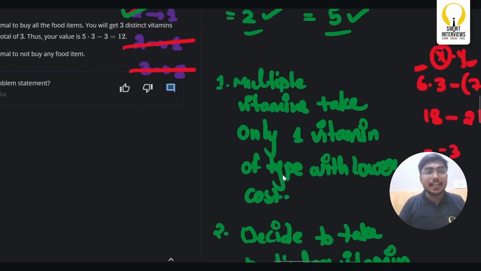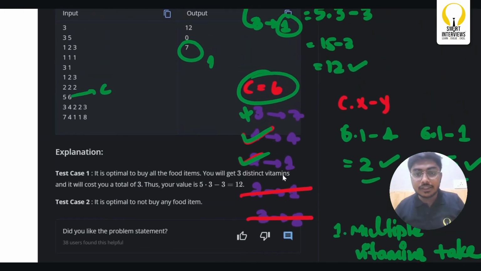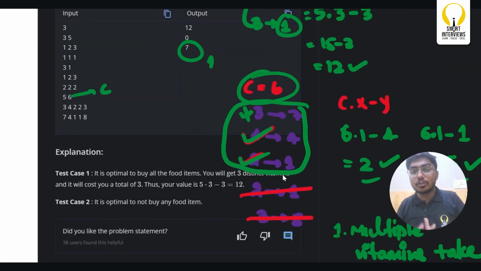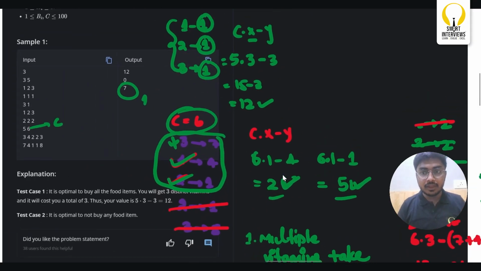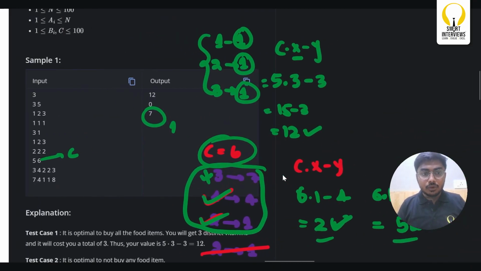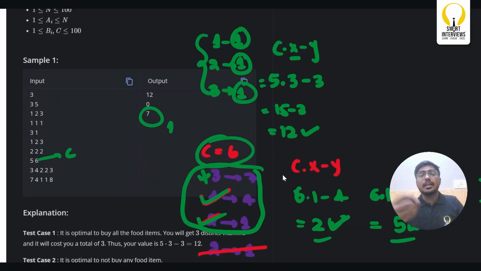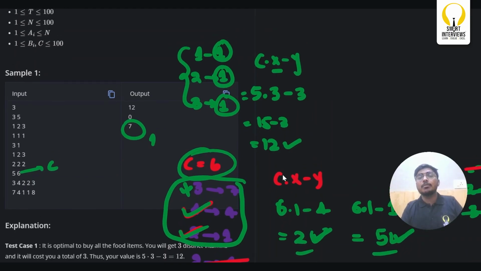So the first challenge here is how will you get these 3 values? Once you get these 3 values, vitamin 3 with the cost of 7, vitamin 4 with the cost of 4, vitamin 2 with the cost of 1, then you can see that if you're getting a positive contribution, you will add it into the answer, or else you won't. For that, if there are multiple vitamins as well, you will take only a single one with the lower cost. There are multiple ways to do so.